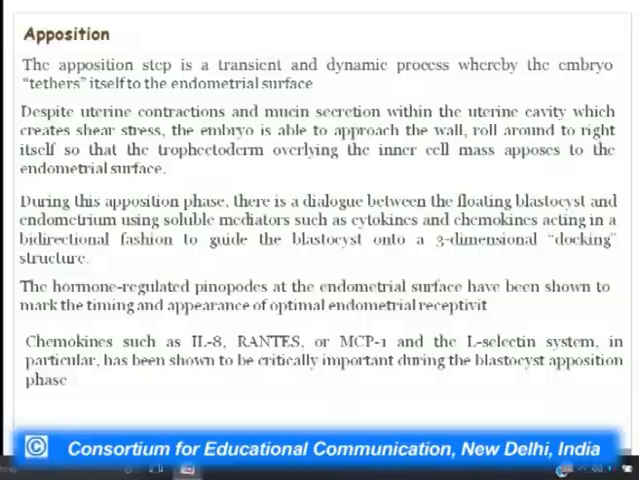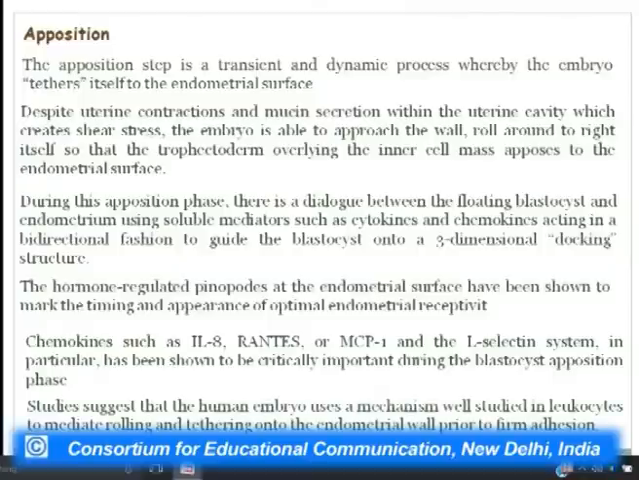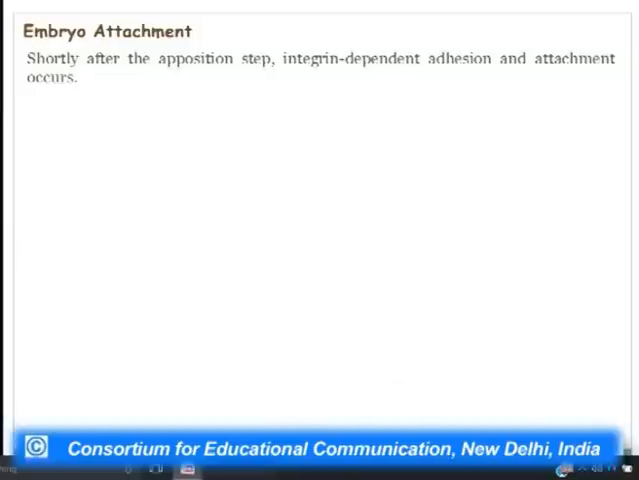The chemokines such as IL-8, RANTES or MCP-1 and the L-selectin system in particular have been shown to be critically important during the blastocyst apposition phase. Studies suggest that the human embryo uses a mechanism well studied in leukocytes to mediate rolling and tethering onto the endometrial wall prior to forming the adhesion. So, just like leukocytes infiltrate through the blood vessels, the blastocyst or human embryo apposition also takes place by a similar mechanism.